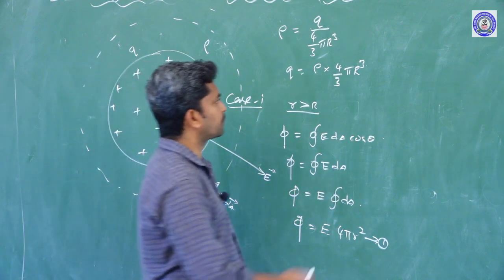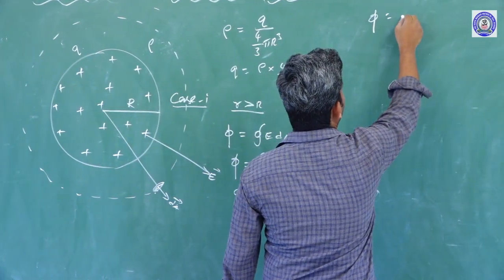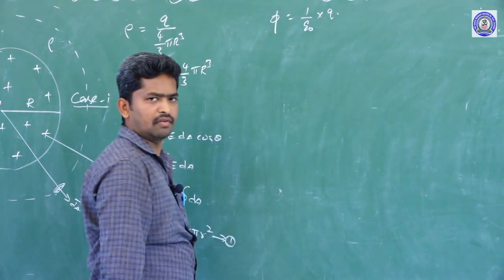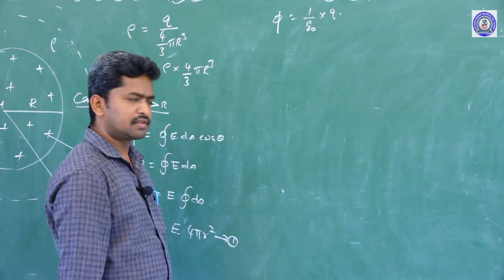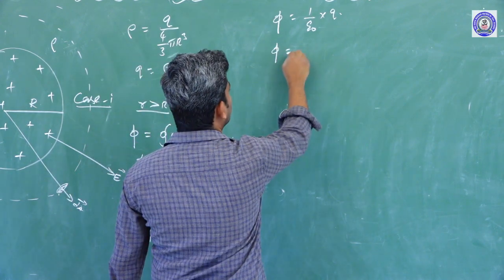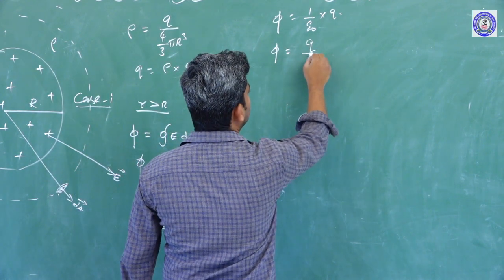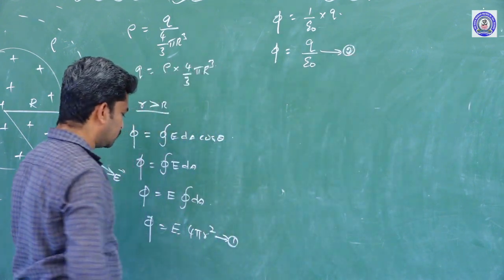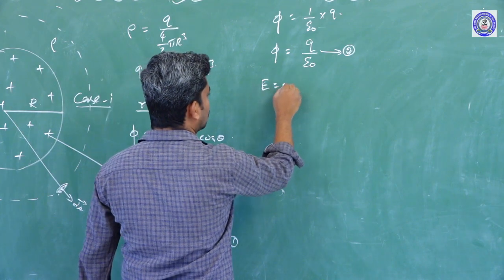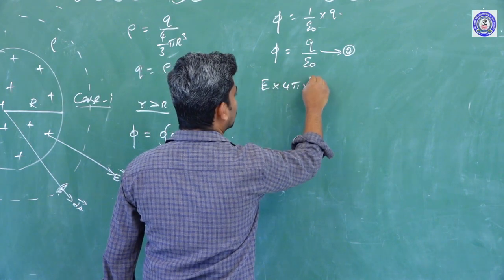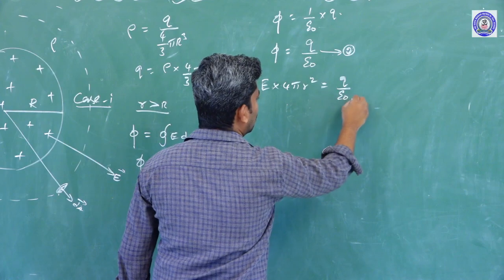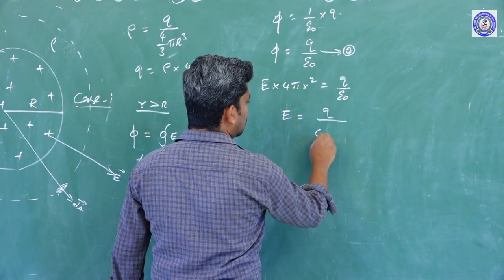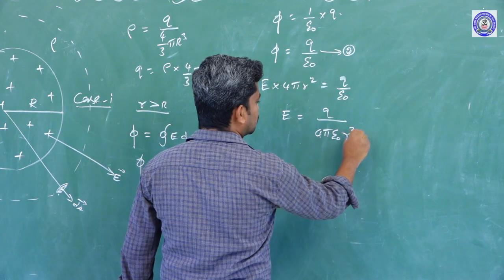According to Gauss law, phi is equal to 1 divided by epsilon naught times the net charge. So, phi is equal to net charge divided by epsilon naught. This is equation number 2. Compare equations 1 and 2. E into 4 pi r square is equal to q divided by epsilon naught. So, E is equal to q divided by 4 pi epsilon naught r square.